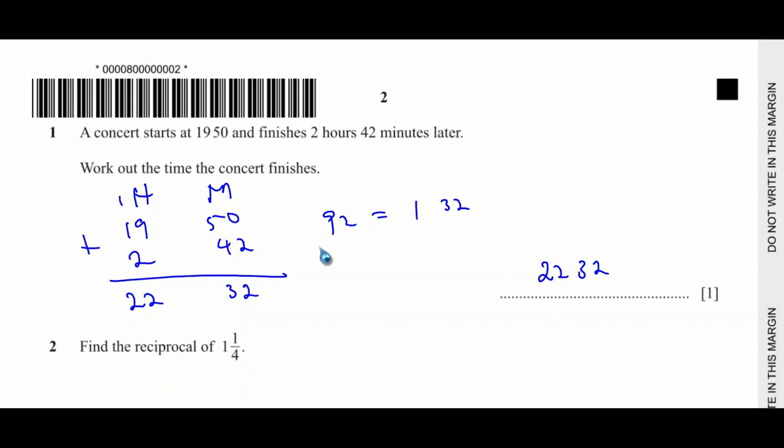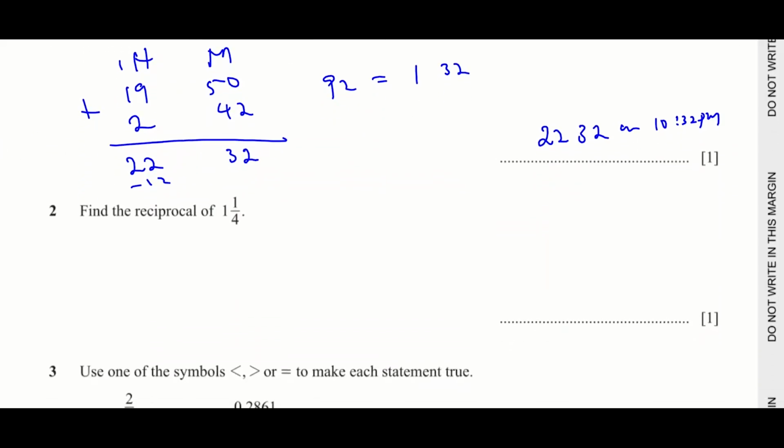You may want to write it in the 12-hour form because this is the 24-hour form. So you could subtract 12 hours from here, and that will give you 10:32 p.m. If you subtract 12, that means you have subtracted the first 12 hours, which would be a.m.